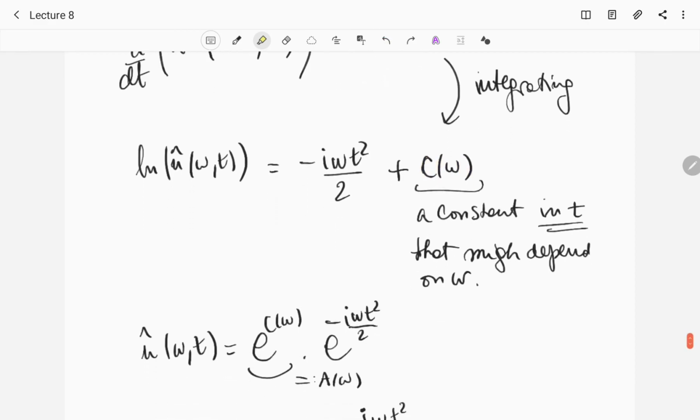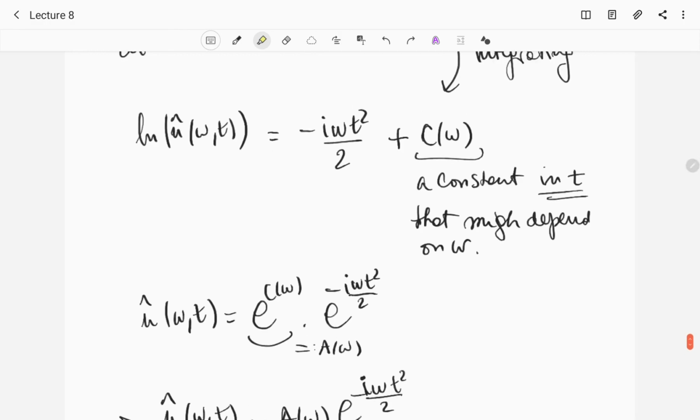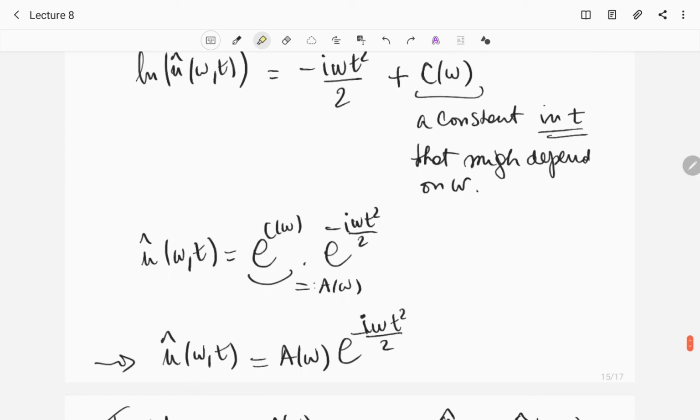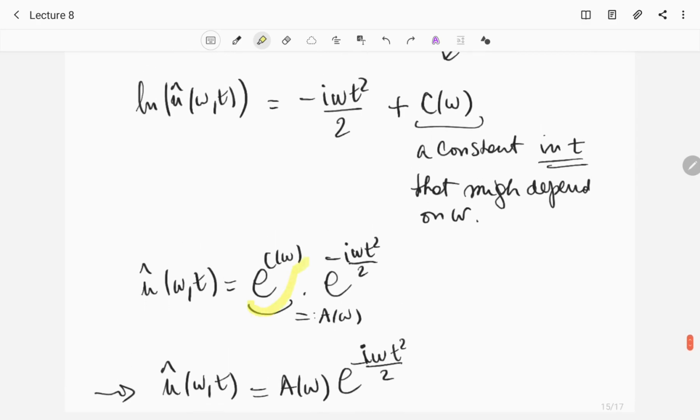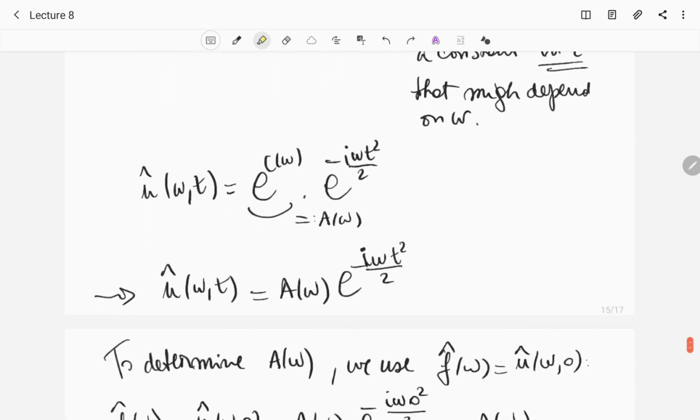Okay, so we get rid of this logarithm by applying the exponential function here. So we have this guy, which is a new constant, we call it A omega again, or the name that you want, and this exponential function. So finally, we have this expression for the Fourier transform of u in omega t.